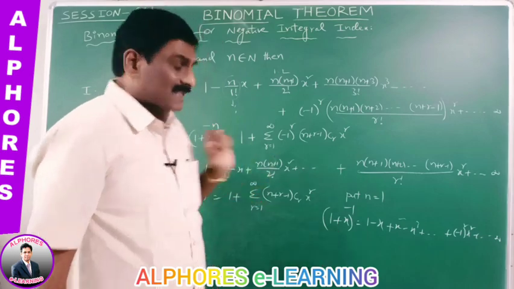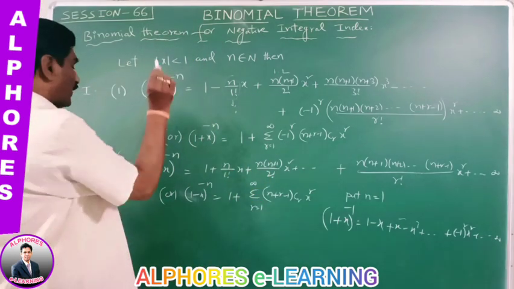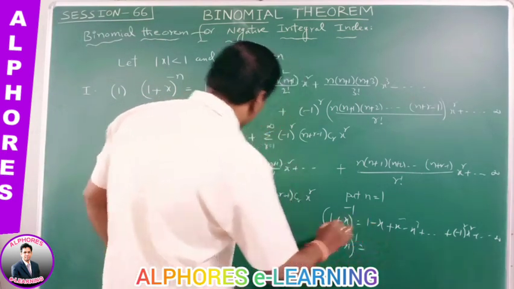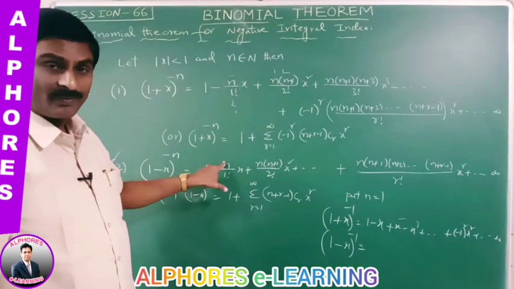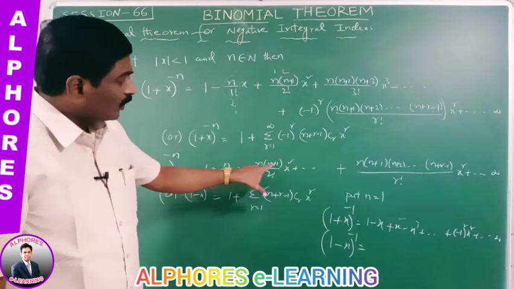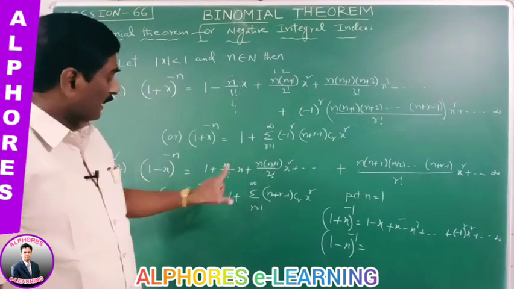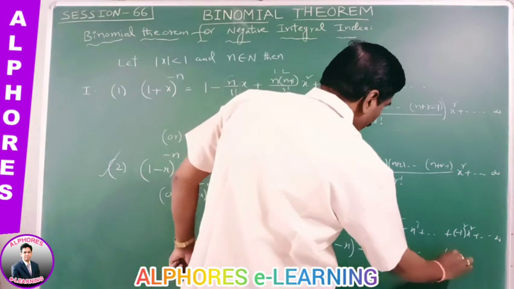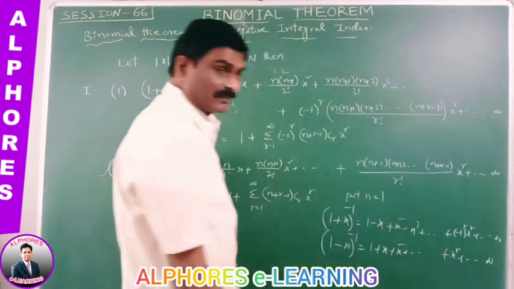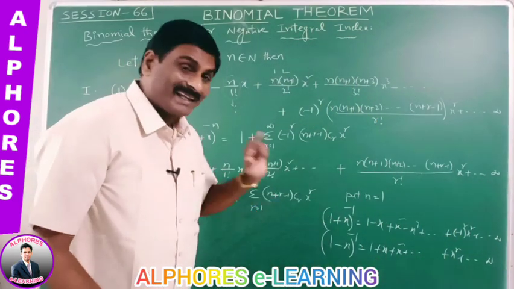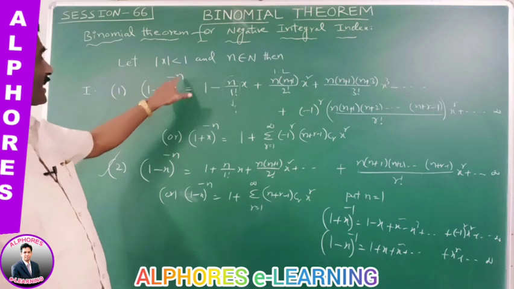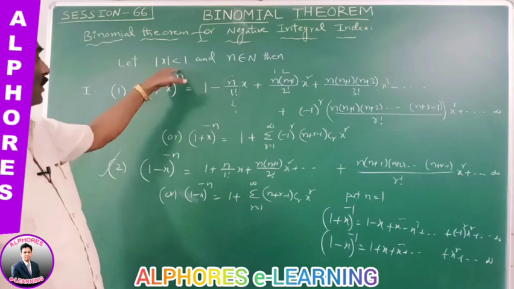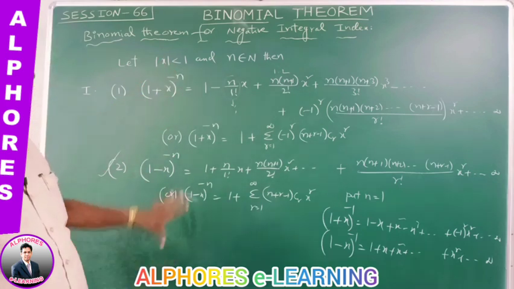Suppose we put n is equal to 1 in the second formula. What is the value? (1 minus x) whole power minus 1 is equal to, please observe these values, 1 plus 1 by 1 factorial means 1, 1 into 2 by 2 factorial means again 1. Here all are positive, that means 1 plus x plus x square plus so on, x power r, so on infinite terms. Again put n is equal to 2, we get (1 plus x) whole power minus 2 and (1 minus x) whole power minus 2. Put n is equal to 3, (1 plus x) whole power minus 3, (1 minus x) whole power minus 3. These are the formulas.